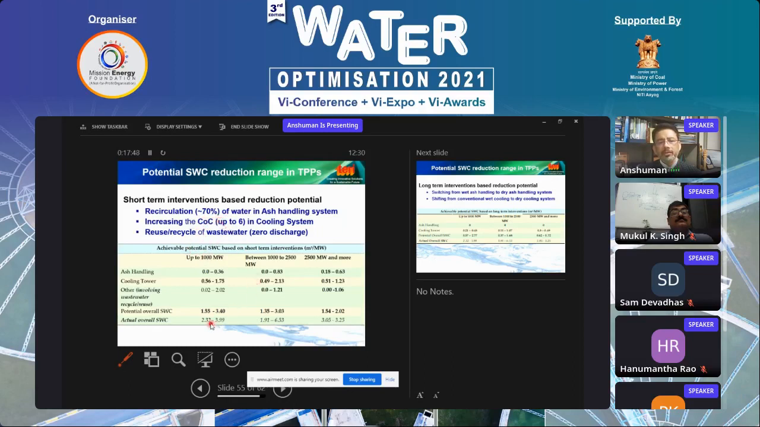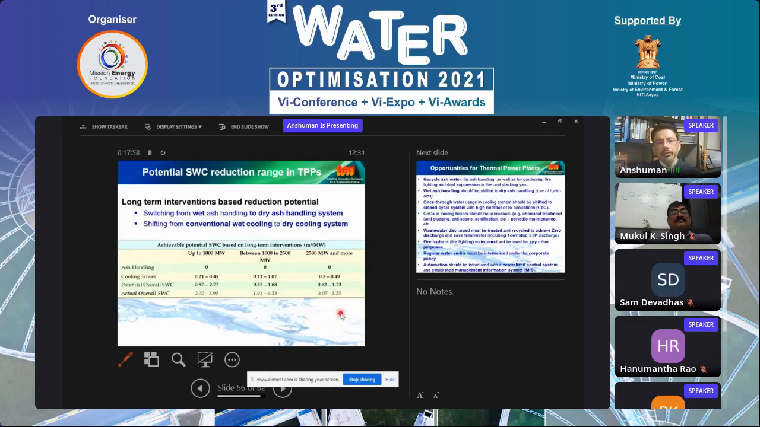And as you can see, with the various plants that we have audited, the potential is quite significant in different capacities. In the long term, what we can do is switch from wet ash handling to dry ash handling. Lot many power plants are already doing that. And also shift from conventional wet cooling to dry cooling systems where possible. Of course, this is not easy, I'm aware. In our country, temperature is a big problem. But wherever possible, in cool areas, if this intervention makes cost benefit and economic feasibility, then possibly it can be done. I'm aware this impacts the plant load factor, but as I said, wherever possible.